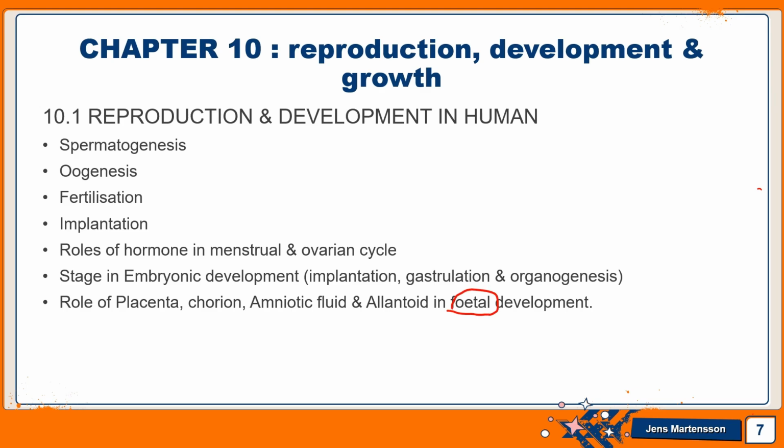Actually, it is already a fetus. You see a pregnant woman at 3 months, at least 3 months. At 3 months, it is called a fetus. So the placenta, chorion, amniotic fluid, and allantois play a role in fetal development. So what are the functions? You have to know. The placenta, I think all know, right? It was also learned in SPM, but in STPM you also have to learn it.